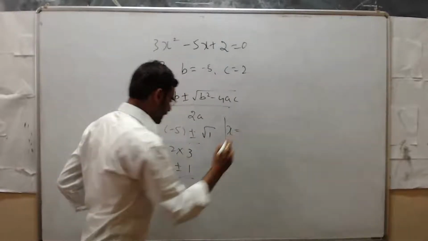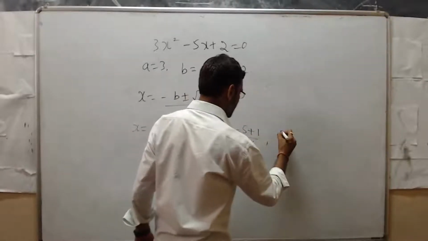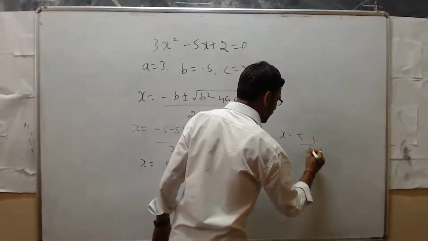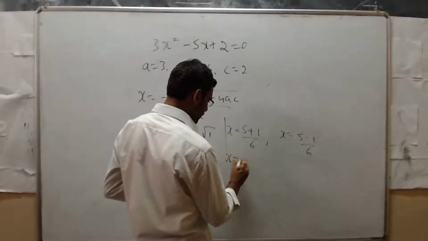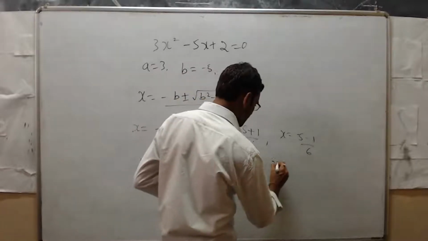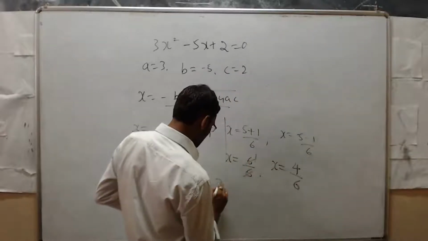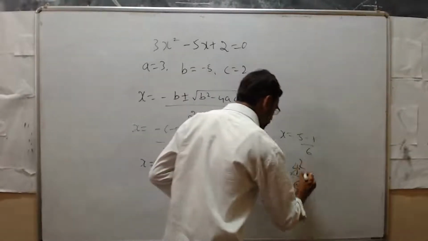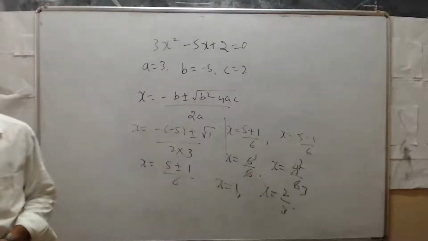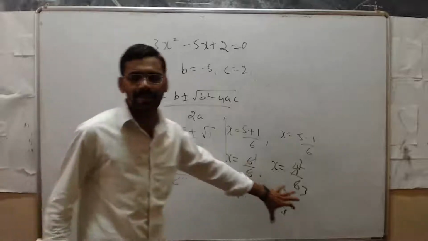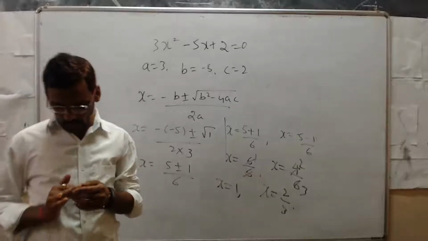Therefore x equals 5 plus 1 divided by 6, and x equals 5 minus 1 divided by 6. That is x equals 6 by 6 and x equals 4 by 6. The 6 gets cancelled: x equals 1. In the other, 2 twos are 4, 2 threes are 6, so x equals 2 divided by 3. Roots exist: x equals 1 and x equals 2 divided by 3.